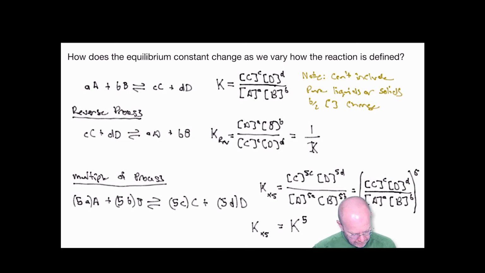by 5. So the stoichiometric coefficient in front of A becomes 5A. The stoichiometric coefficient in front of B becomes 5B. The stoichiometric coefficient in front of C becomes 5C. And the stoichiometric coefficient in front of D becomes 5D.